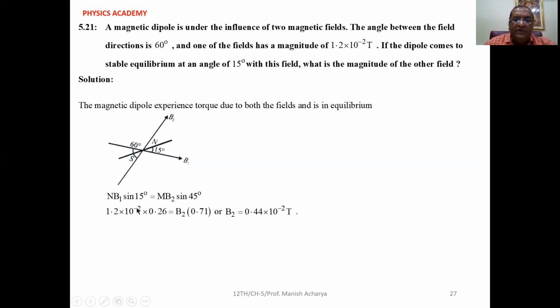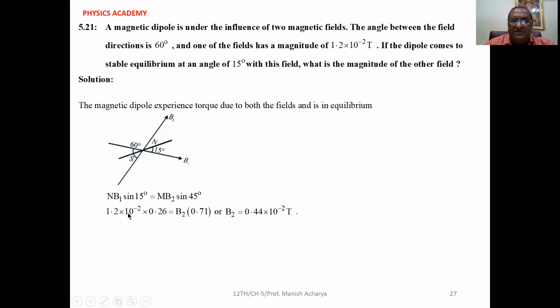Okay. So the torque due to field B1 we can write as MB1 sine 15 degree, where M is the dipole moment. And the torque due to the other field B2 is MB2 sine 45, because the angle between B1 and B2 is 60 and the angle between the dipole and B1 is 15. So obviously the angle between the dipole and B2 will be 45. M will be cancelled from both sides.